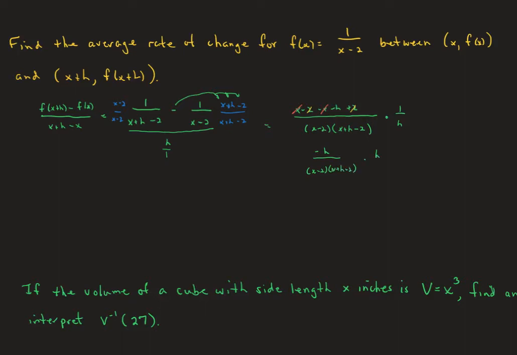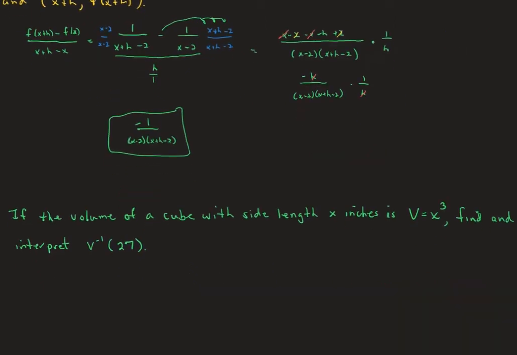And now when we multiply by that 1 over h, we can cancel this h, and that's how we know we're finished. And so our final answer is going to be negative 1 over x minus 2 times x plus h minus 2. That is our average rate of change. Whew. It's kind of complicated.